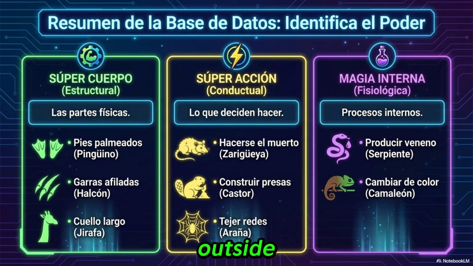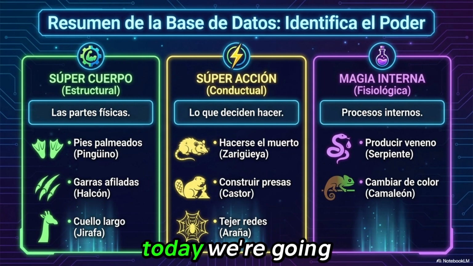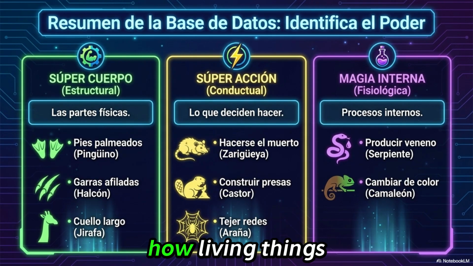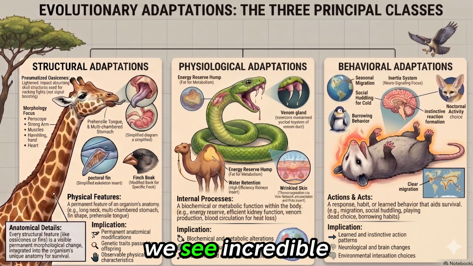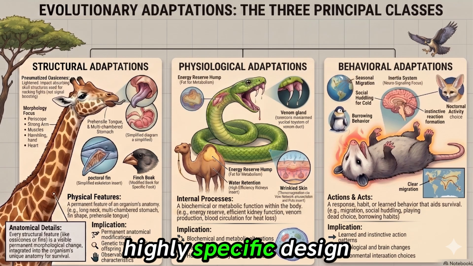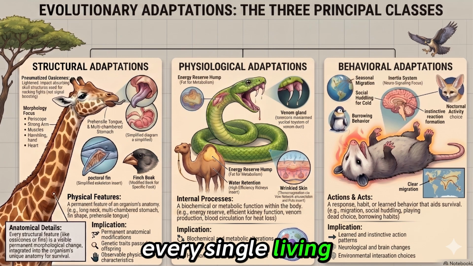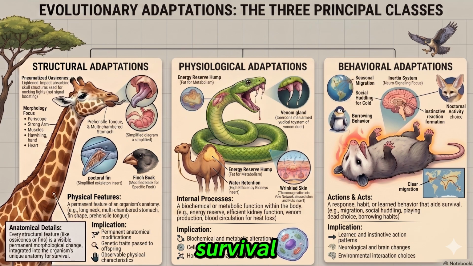Every time you step outside, you're literally looking at millions of years of problem solving. Welcome to this explainer. Today, we're going to decode exactly how living things biologically adapt to survive in their environments. Now, at first glance, the natural world might just seem like a random mix of animals living in different places. But when we actually look closer, we see incredible, highly specific design. Every single living thing is a masterclass in survival, perfectly tuned to its exact habitat.